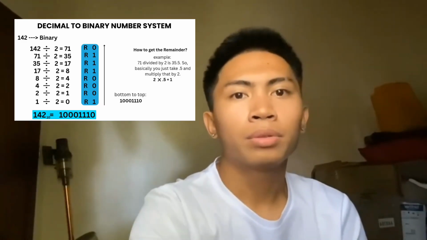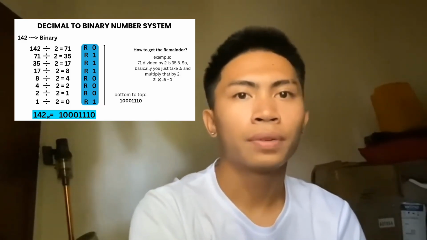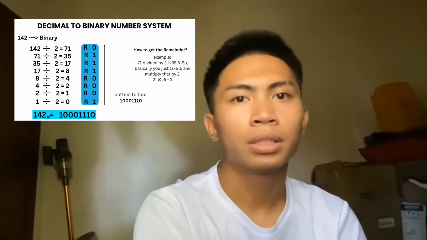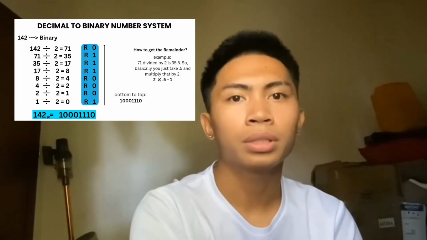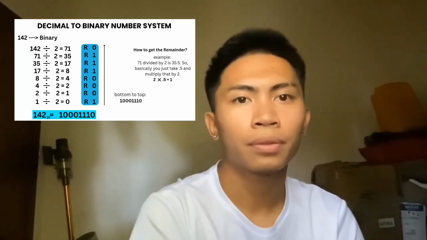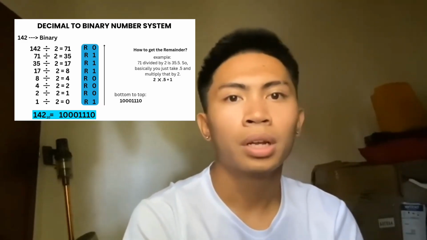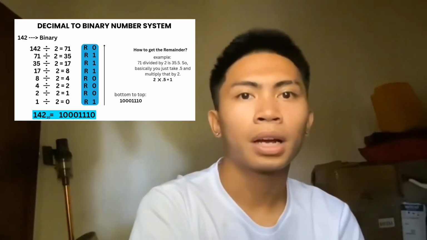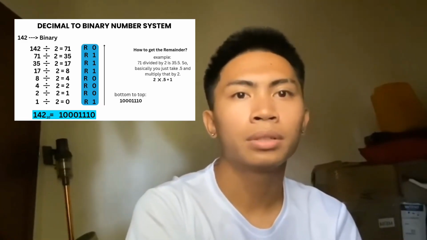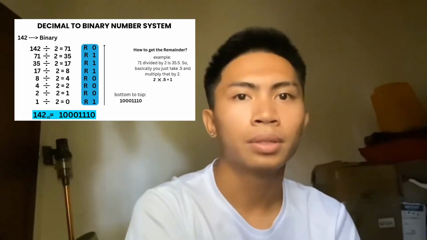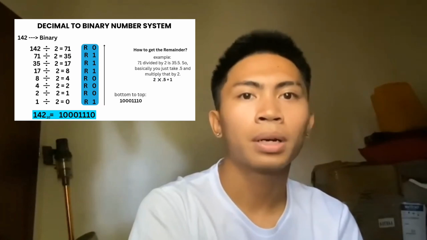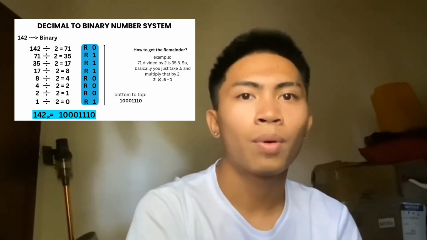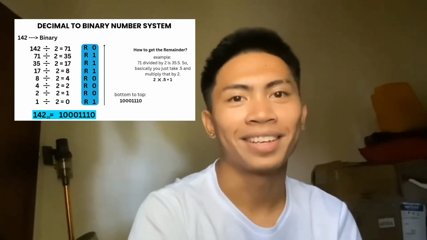8 divided by 2 is 4, remainder 0. 4 divided by 2 is 2, remainder 0. 2 divided by 2 is 1, remainder 0. And 1 divided by 2 is 0, remainder 1. Reading from the bottom up, we get 100011110. So 142 in decimal is 100011110 in binary.